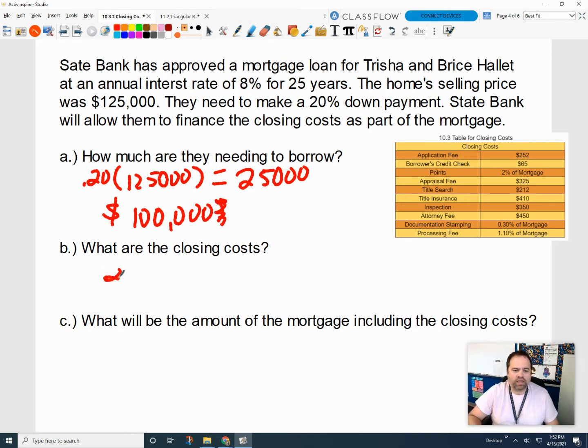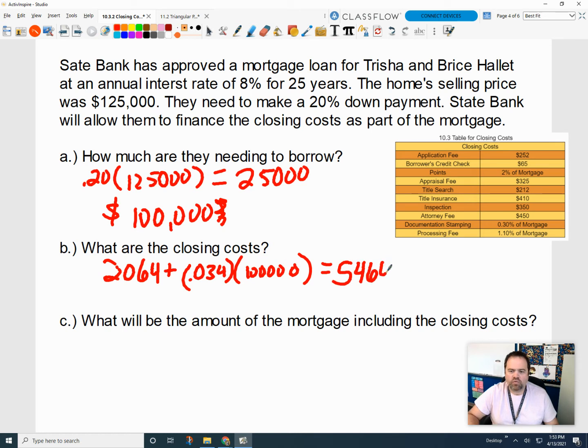So their closing costs are going to be that $2,064 plus 3.4%, so 0.034 times the $100,000 that they're actually borrowing. So their closing costs are going to be $5,464. So their mortgage is going to be for the amount of, after the down payment, the $100,000, plus the closing costs of $5,464. So it's $105,464.